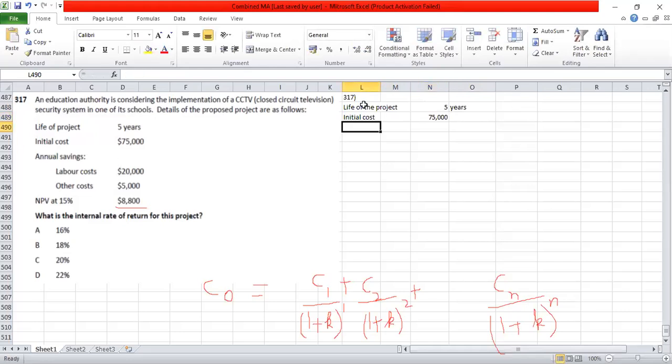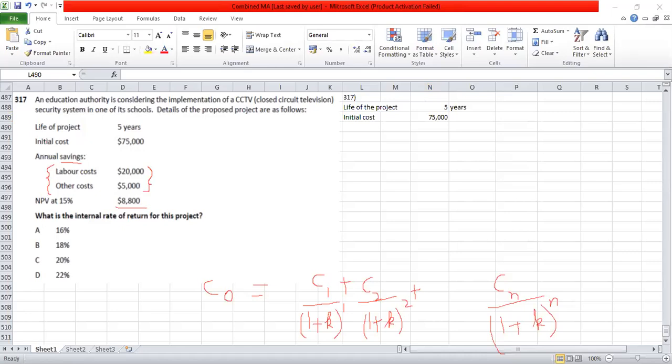See, the question has annual savings here. They were able to save some cost. So whatever is the savings, that becomes their benefit. They were able to save these costs, so that's their benefit, or that's their cash inflow. Now benefit is how much? 20,000 plus 5,000, 25,000. That's the benefit.